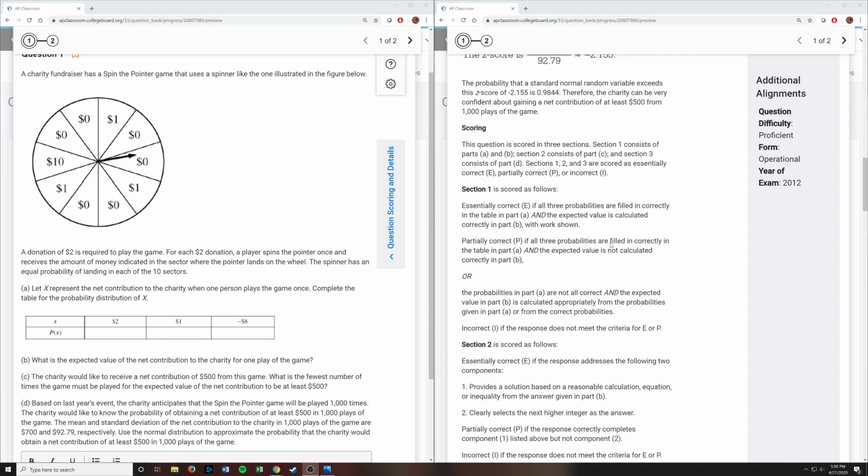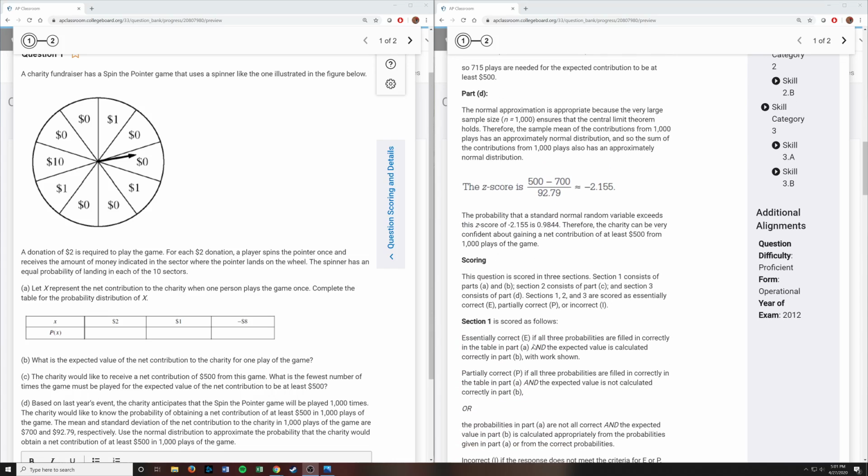You get a P if the table's right and the expected value is wrong, or the probabilities in the table aren't all right, but the expected value is consistent, which is what I was talking about. So you can still get a P even if you get part A wrong.